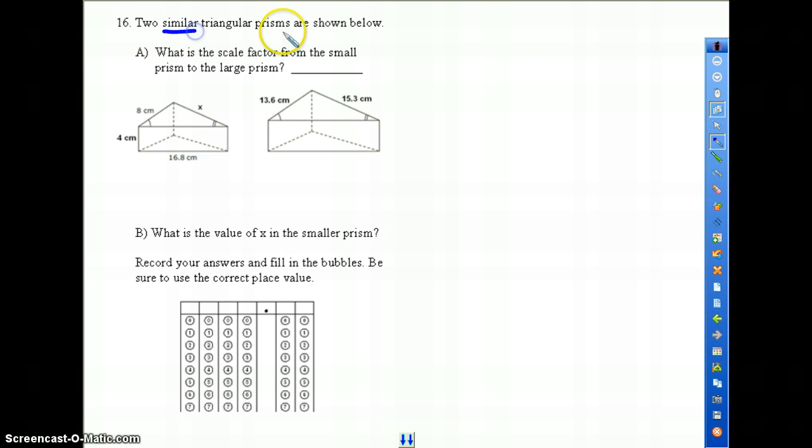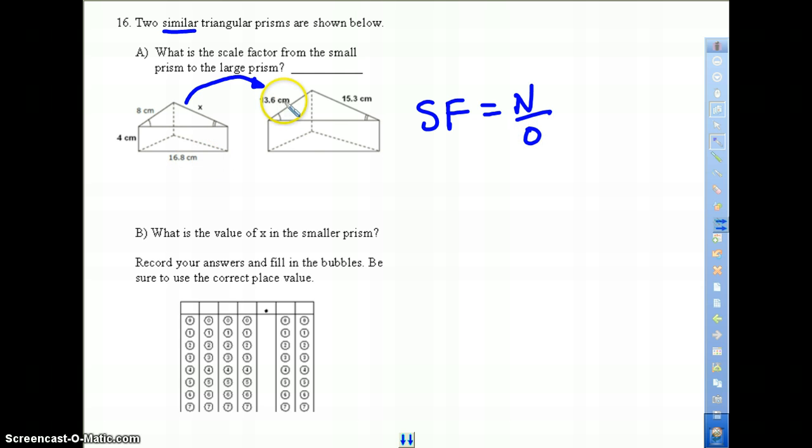Two similar triangular prisms are shown below. What's the scale factor from the small prism to the large? What's the scale factor going in that direction? Scale factor equals new over original. So let's pick some lengths here, and the only one I can pick is this one. That's the original, 8. The corresponding new length is 13.6. Divide that out and you'll have your scale factor.